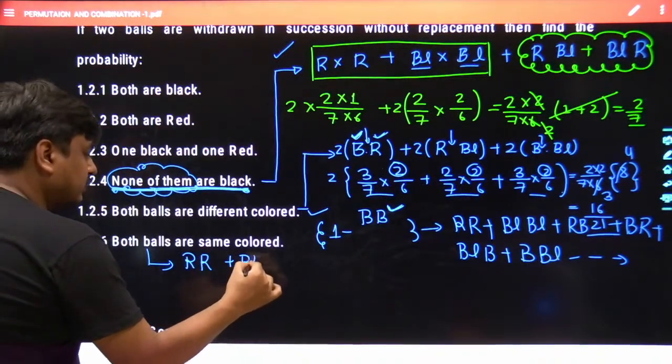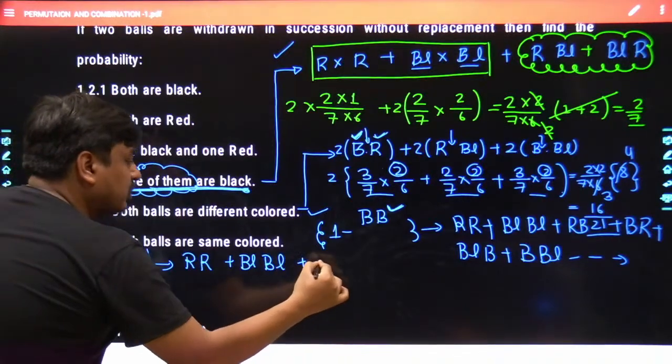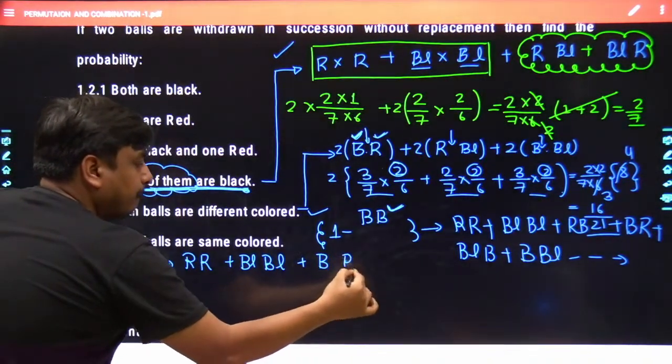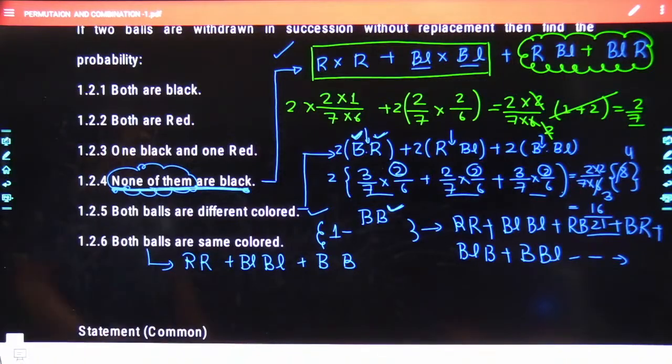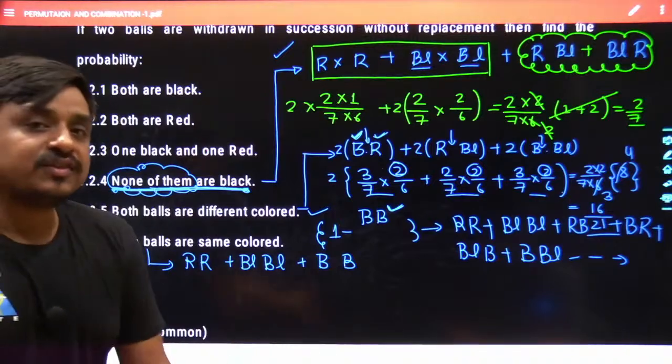Both could be black, or both could be blue. And here the sequence would not come into the picture until and unless you are withdrawing two different colors. How would the sequence come into the picture?